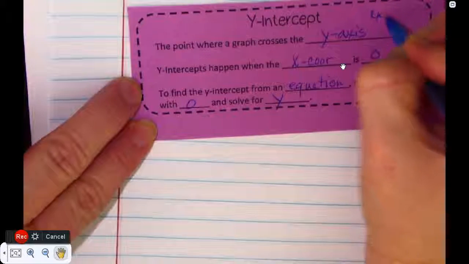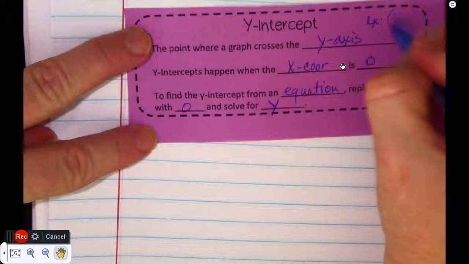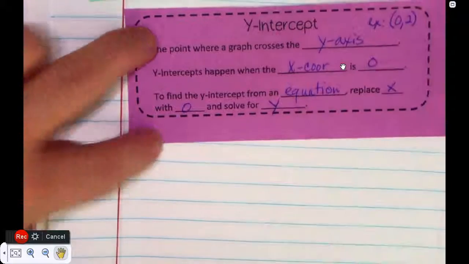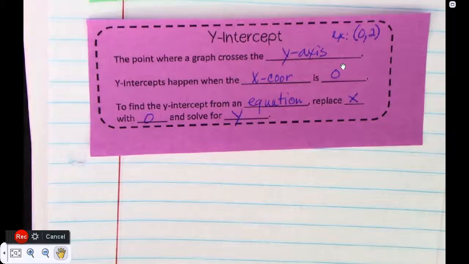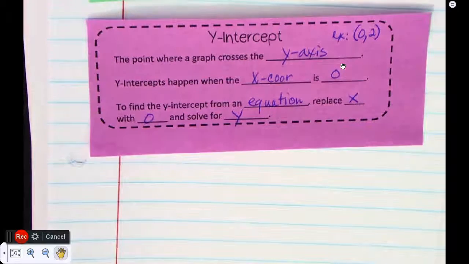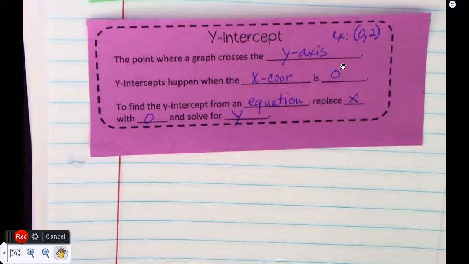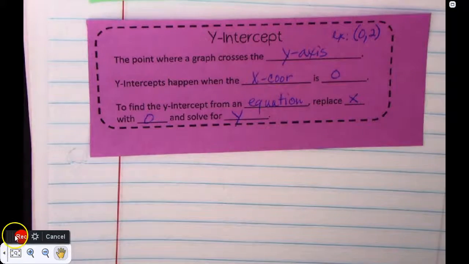So an example of a y-intercept would be 0, what? 2. Well, I heard 2 first, okay? Believe it or not, this seems pretty easy, but it's tricky sometimes when you're doing both. Okay? Everybody get that? Okay.